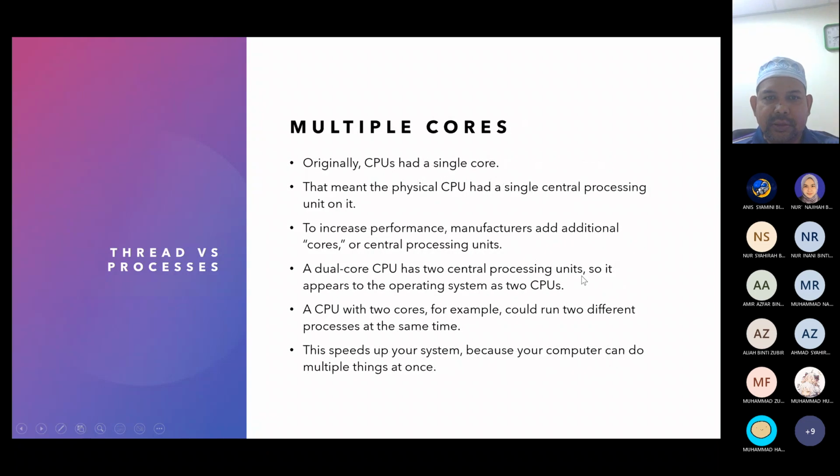So multiple cores now. Originally a CPU had a single core. That means the physical CPU had a single central processing unit on it. To increase performance, manufacturers added additional cores, or central processing units.